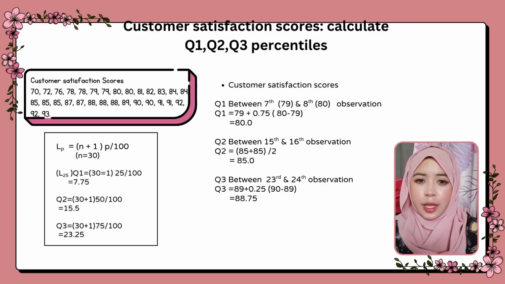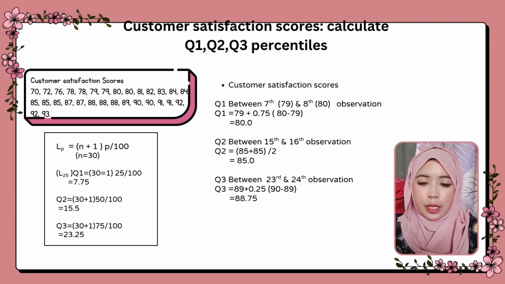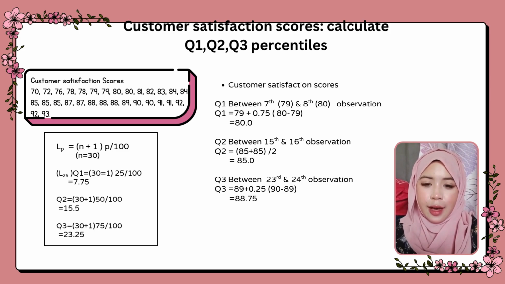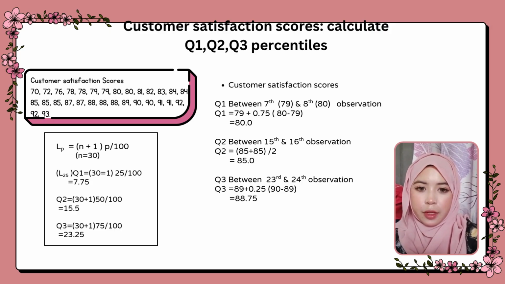The next step is to calculate the percentile position using the formula (n plus 1) times p over 100, where n is 30. So we get that Q1 is 7.75, Q2, the median, is 15.5, and Q3 is 23.25. Next, we calculate the actual percentile values for the customer satisfaction scores. Q1 is between the 7th and 8th observations, which are 79 and 80. So 79 plus 0.75 times 1 equals 79.75, and we round that to 80.0.